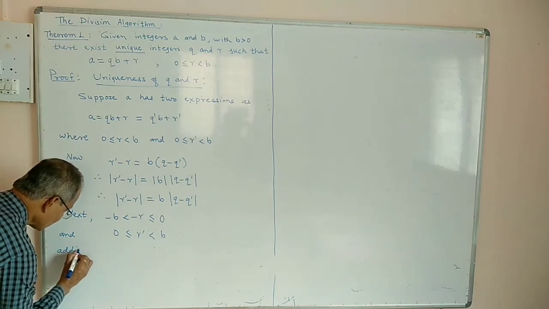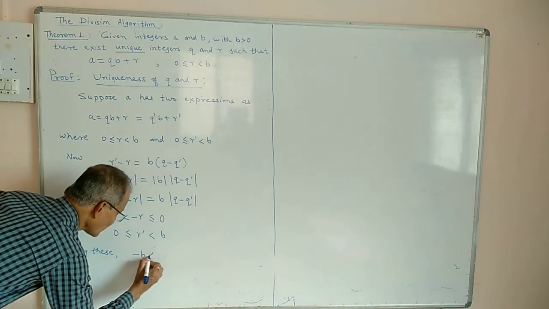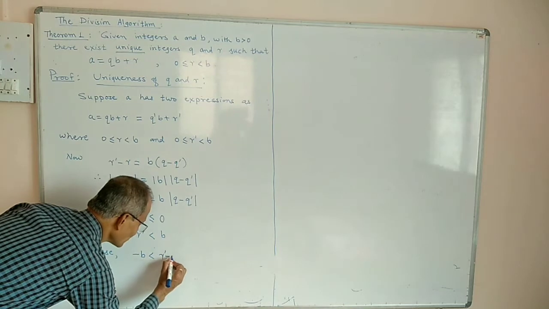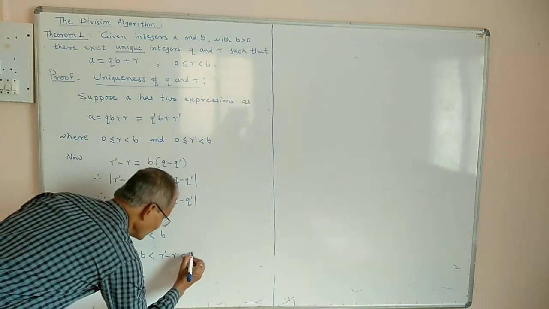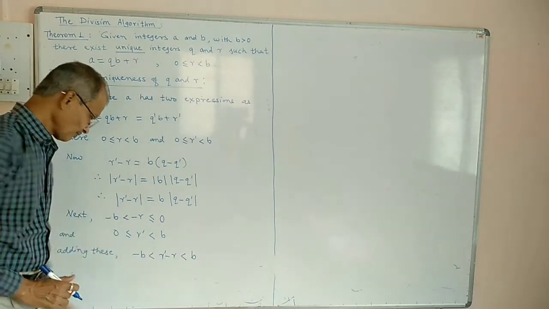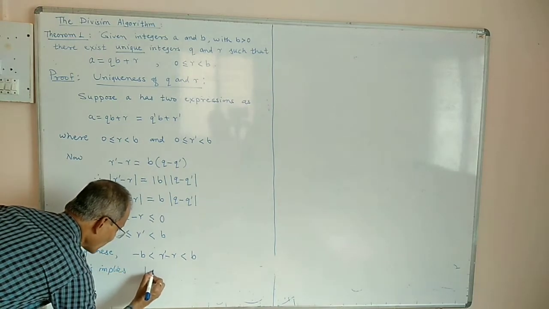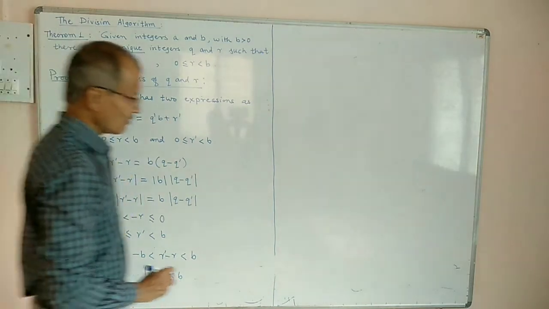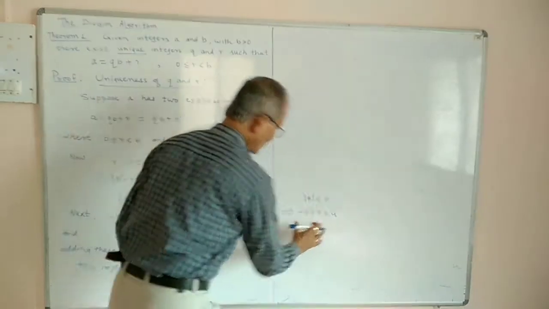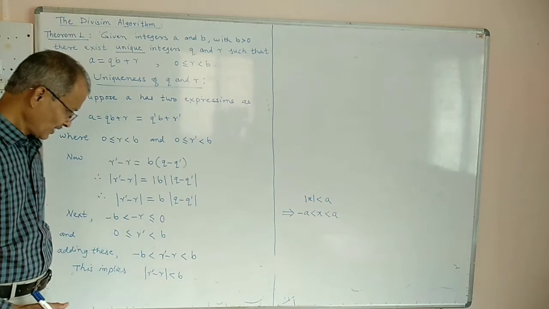Adding these, what we will have is minus b plus 0 is minus b. Now the relation will become strictly less than minus r plus r dash, means r dash minus r less than 0 plus b is b. Now what this implies is the absolute value of r dash minus r is less than b. So mod of r dash minus r is strictly less than b. What is the meaning of mod x is less than a? This implies minus a is less than x is less than a. If we have this relation, then we can write mod x is less than a. The same way we have written that the absolute value of this is less than b.